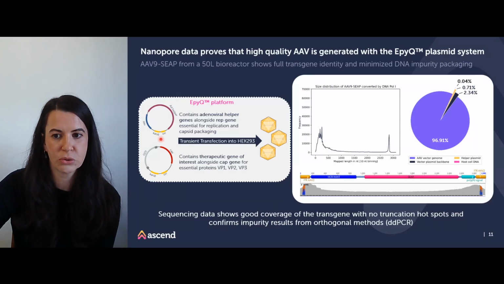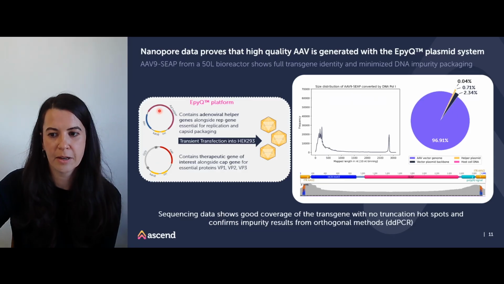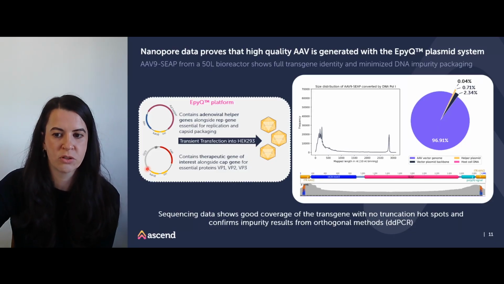In our approach, rep and cap genes are divided onto two different plasmids. The first plasmid contains adenoviral helper genes, alongside rep genes, which is essential for replication and packaging. The second plasmid contains our gene of interest alongside the cap gene for the essential proteins VP1, 2, and 3.